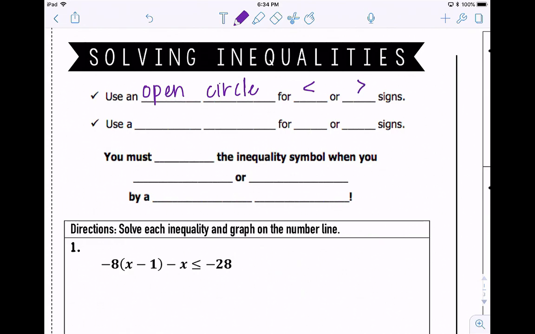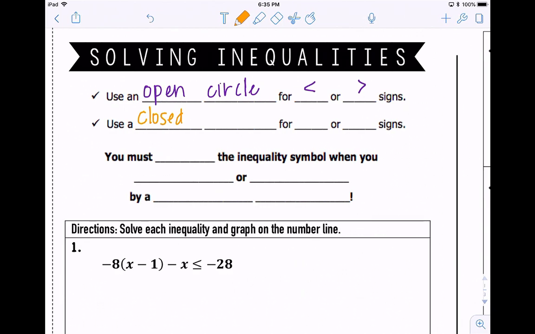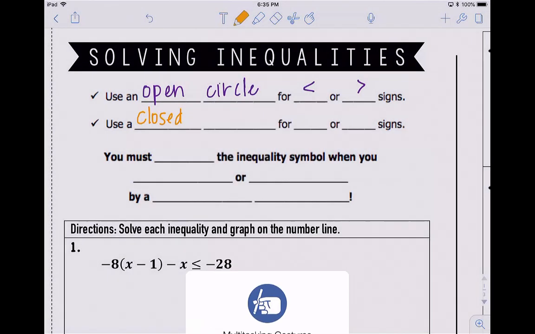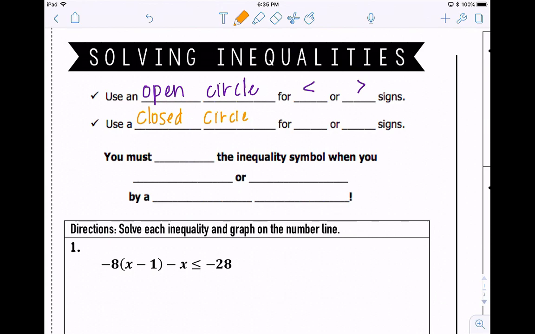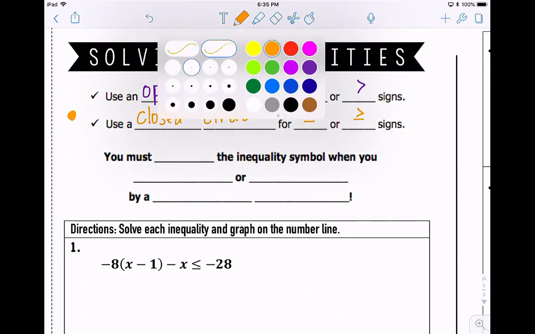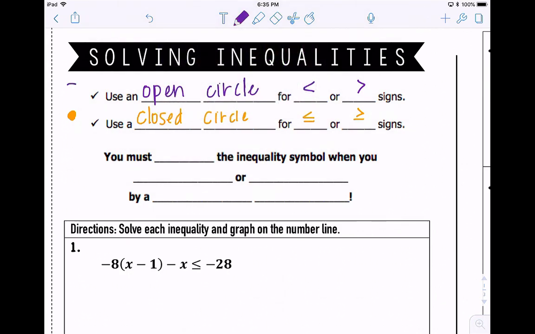And then we use a closed circle. So we're going to write that, closed circle, for less than or equal to and greater than or equal to. So when it's equal to, it's going to be a closed circle, and when it's not equal to, it's an open circle. So again, what that might look like would be a circle that's actually filled in, or the open circle is just a circle that's open. It's not filled in. Okay.